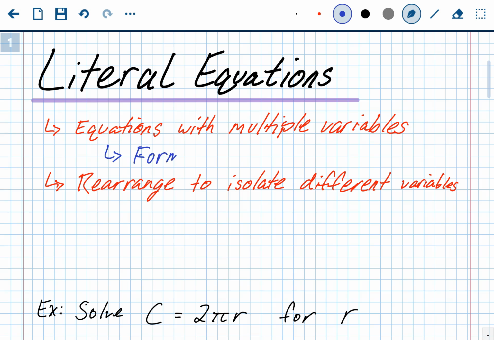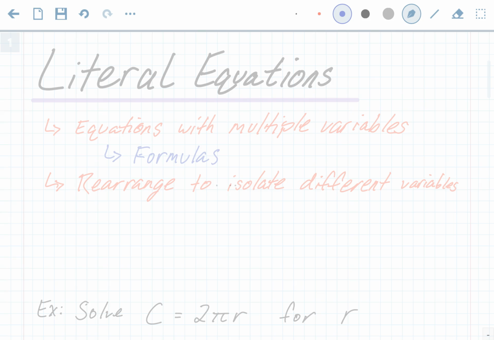And the whole point of literal equations is to rearrange and isolate different variables. So if you have a formula for maybe pressure or something, or area, a lot of times you're trying to find the area. So like area of a circle, A equals pi r squared. A lot of times you know the radius and you're trying to find the area, so it makes sense to have the formula solved for A.